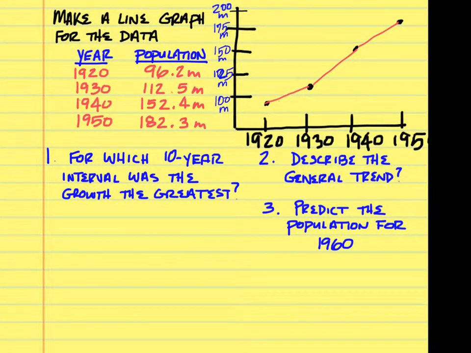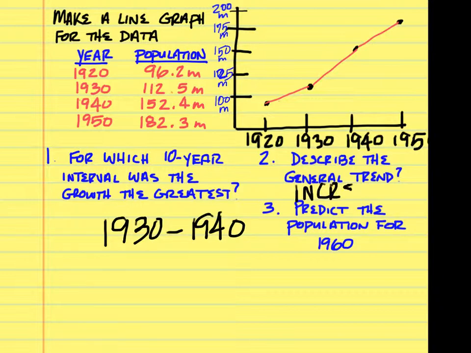For which 10-year interval was the growth the greatest? So which 10-year interval was it? 1930 to 1940 is right. So we'll put that one down. Describe the general trend. Increasing. And then predict the population for 1960. How much? 210. Okay. 210 million.